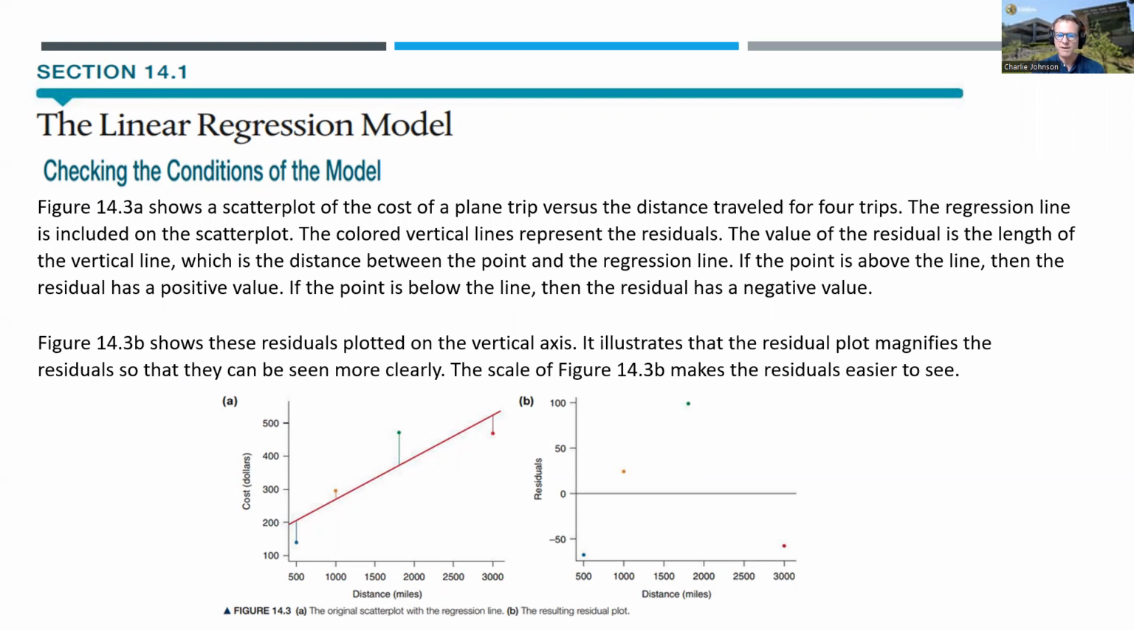Figure 14.3b shows these residuals plotted on the vertical axis. It illustrates that the residual plot magnifies the residuals so that they can be seen more clearly. The scale of figure 14.3b makes the residuals easier to see. We'll be using this residual plot a lot in this section.